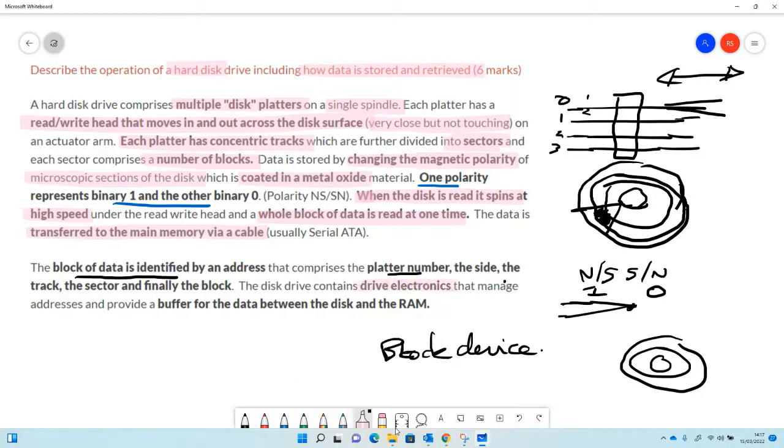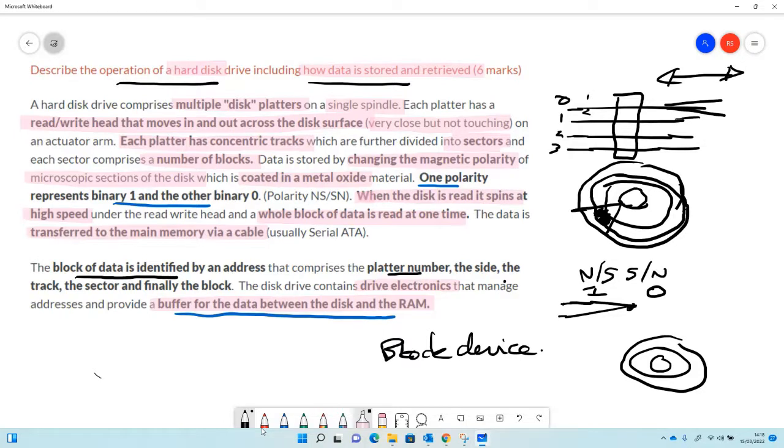The drive electronics manage the addresses, and they also provide a buffer for the data between the disk and the RAM. That last concept is a bit more of an A-level idea, but it doesn't hurt. It's absolutely correct. We're going to write that data into RAM, and then the processor will access it from RAM. This is the principle of operation of a hard disk drive, including the data. There are lots of marks here, far more than 6, so we've gained all of our 6 marks from this.